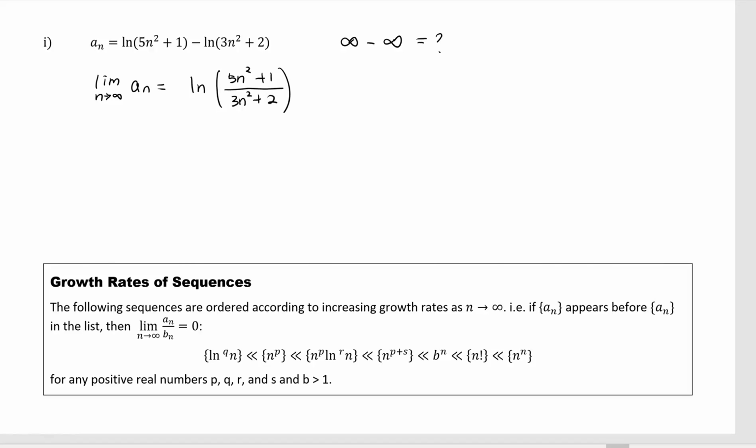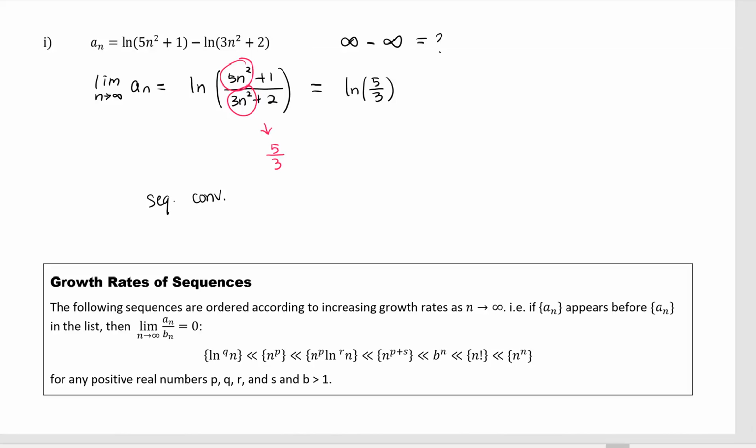Look at inside the parentheses, what is the dominant term? 5n squared over 3n squared. So inside, when n goes to infinity, we have 5 over 3. So our limit will be ln of 5 over 3. And because it's a number, we say the sequence converges. That is part I.